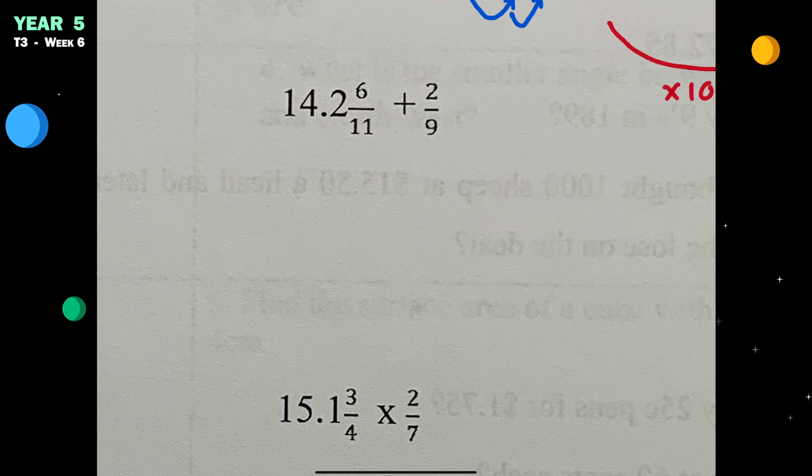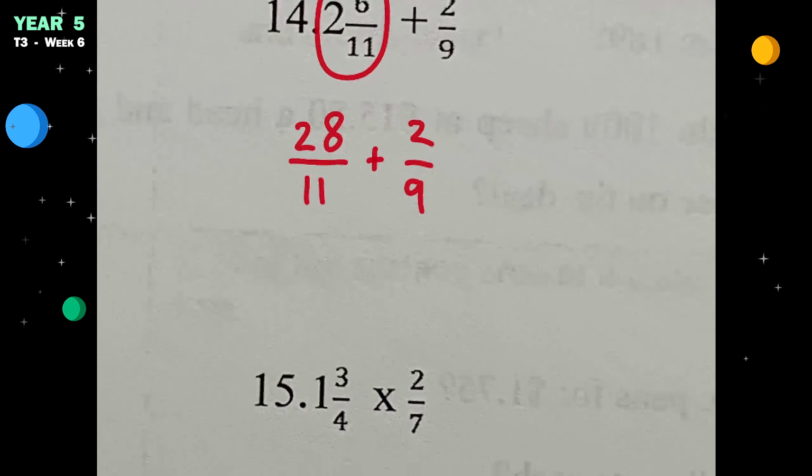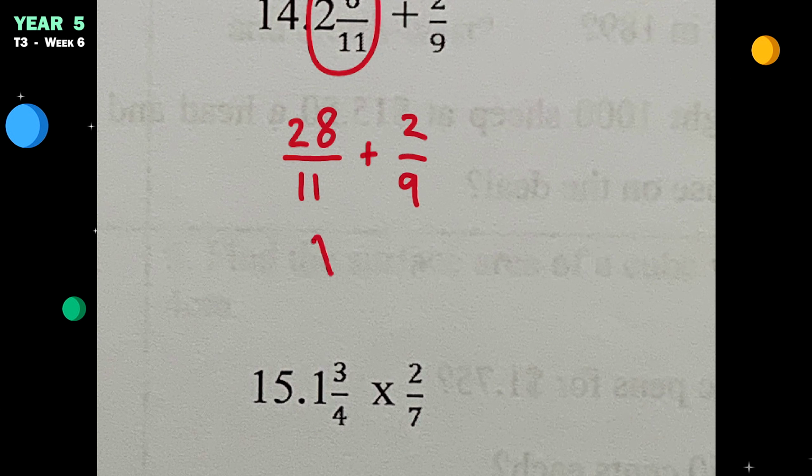Alright, next one is you have a fraction, question 40. So 2 and 6 on 11 plus 2 over 9. What I'm going to do is turn this one into an improper fraction. 2 times 11 is 22, 22 plus 6 is 28 over 11, and you're going to plus with 2 over 9. Now the lowest common multiple of the bottom numbers is going to be 99. So we want to make it the same bottom number, so we times this one by 9, times it by 9, times this one by 11, times it by 11.